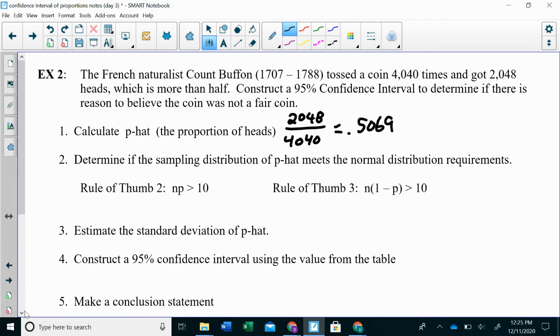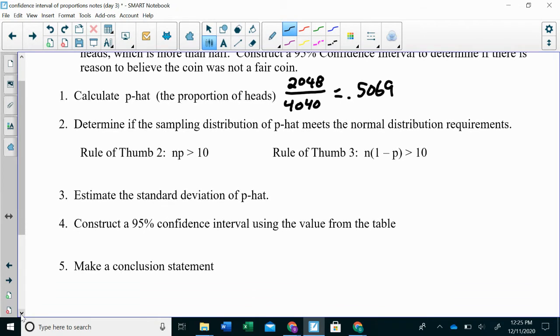So our rules of thumb that we want to continue to analyze and either prove or disprove. Our N, our sample size, is 4,040 times 0.5069. Is that truly greater than 10? Absolutely. The rule of thumb number 3, 1 minus p.